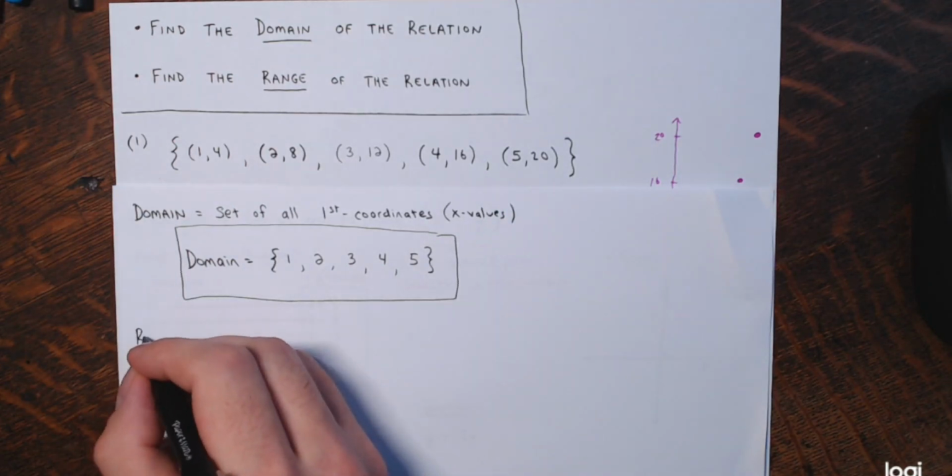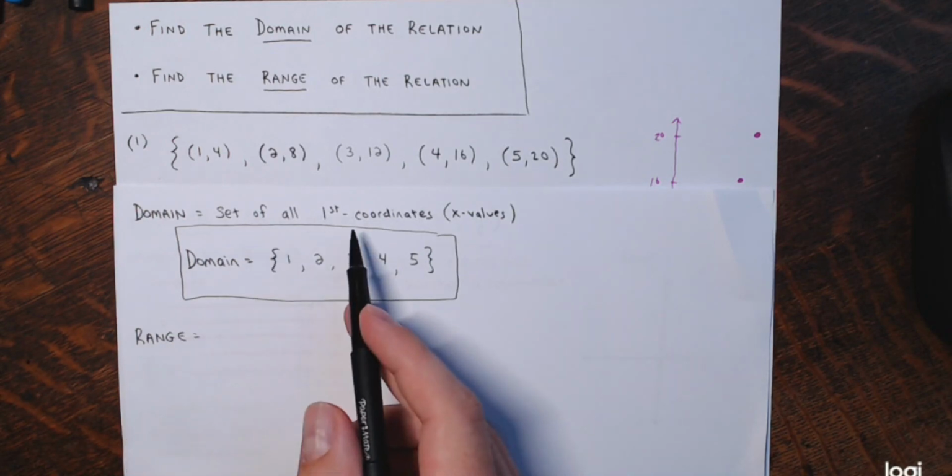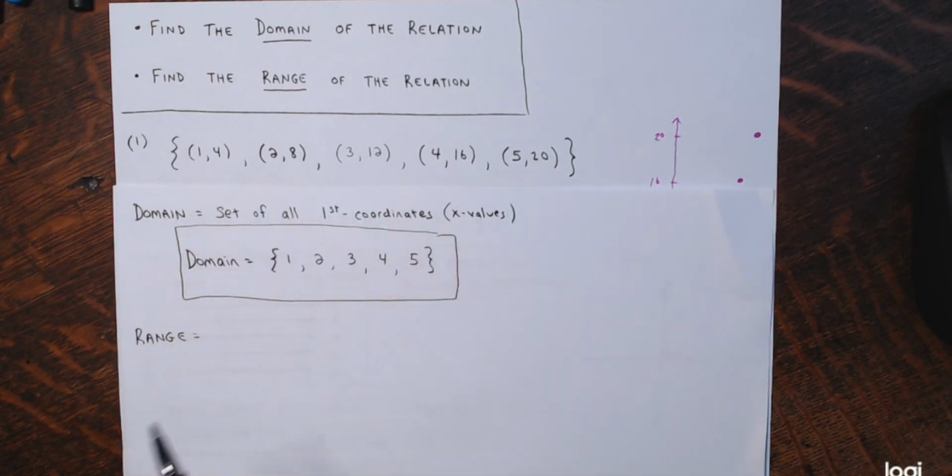And then the range, you might have guessed, is simply the set of all the second coordinates, or the y values, that are in the relation.